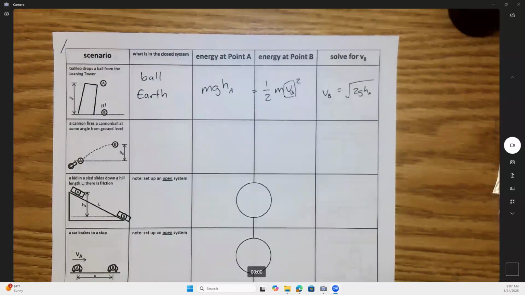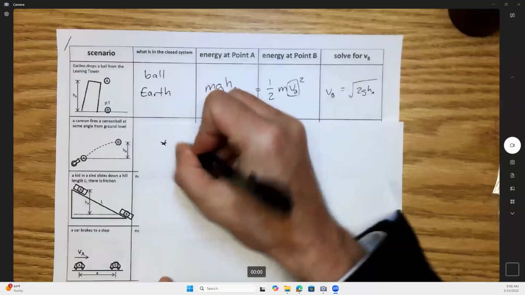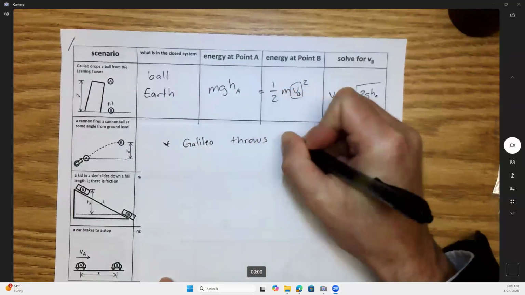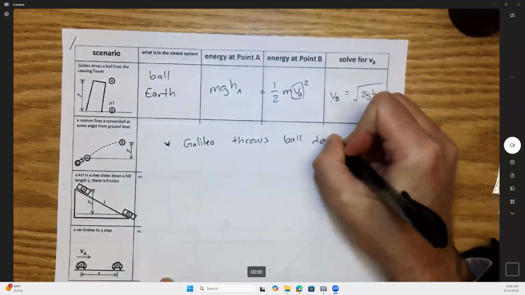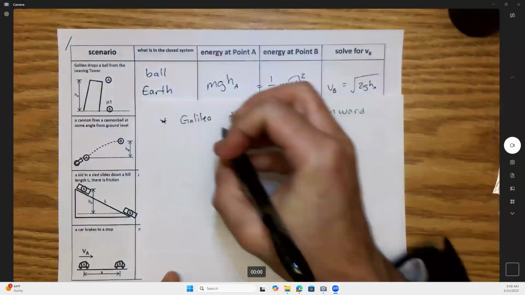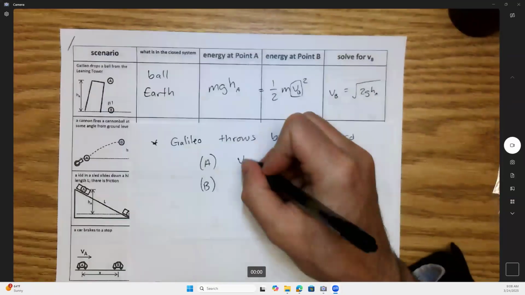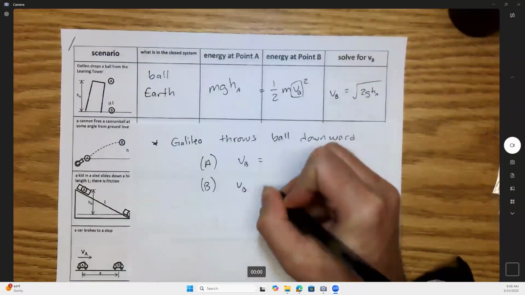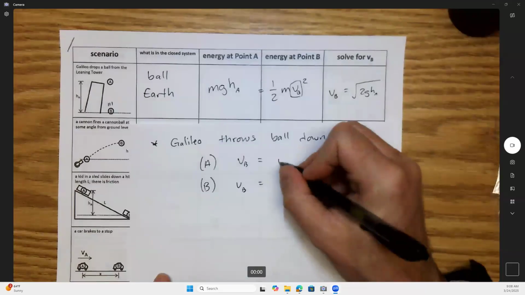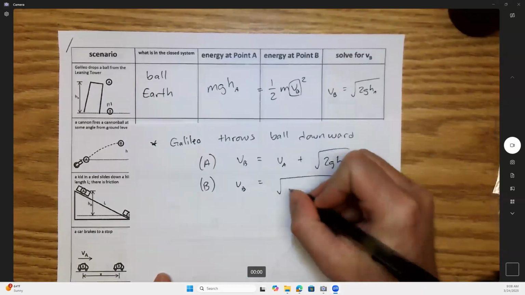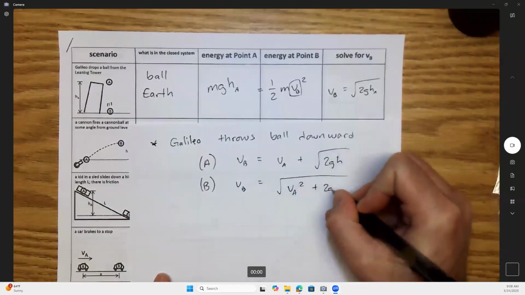Here, I got a twist on that question for you guys. What if Galileo doesn't drop the ball? What if Galileo throws the ball? Let's do that. Galileo throws the ball downward. I'll give you guys multiple choice what you think the answer is going to be. Option A, option B. Do you think the speed at the bottom is going to be, I'll give you two options, his throwing speed plus square root 2gh? Or is it going to be the square root of throwing speed squared plus 2gh?